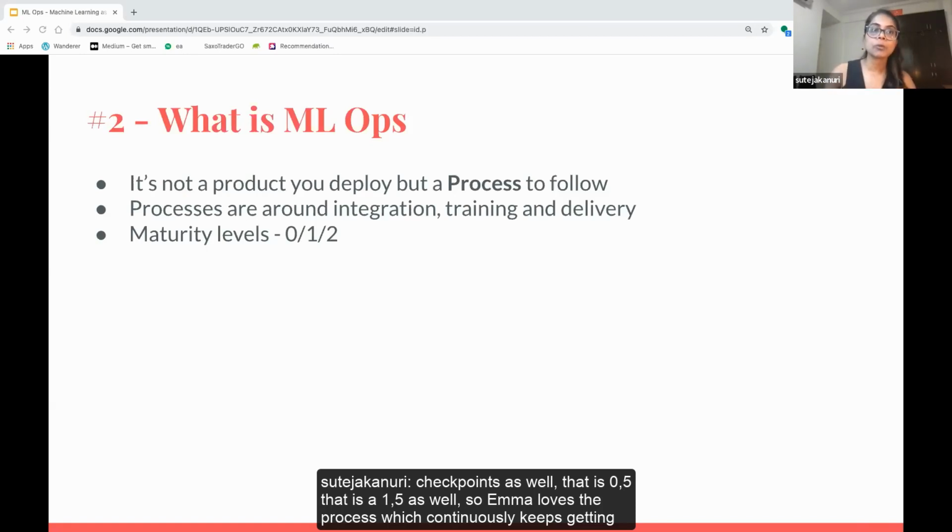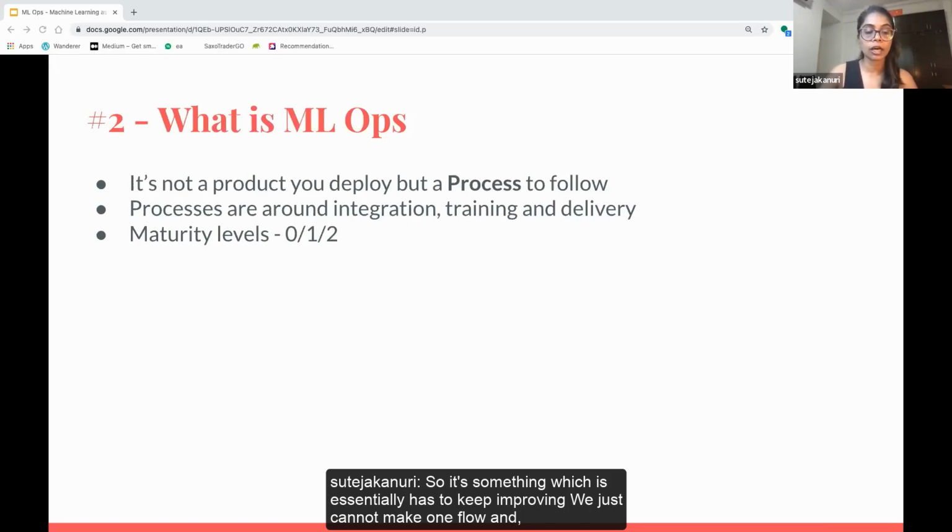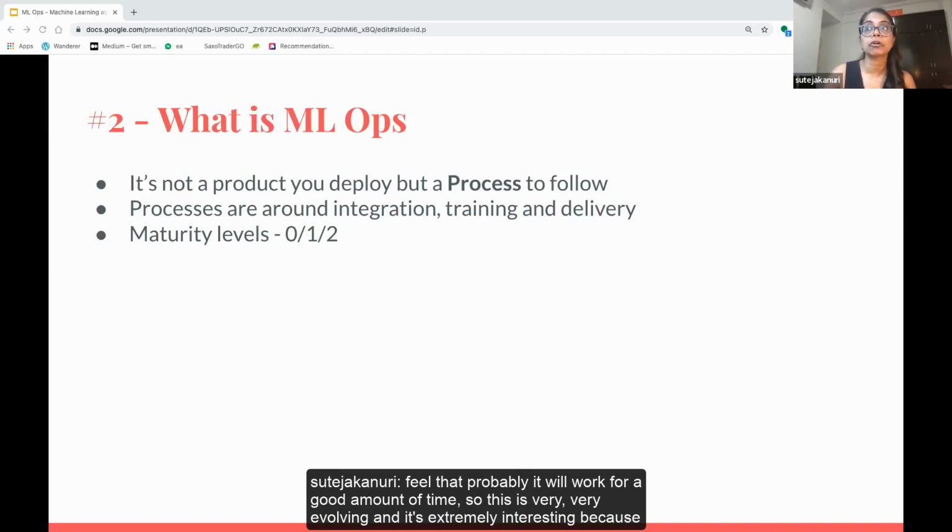So MLOps is a process which continuously keeps getting better and better, based on how much to automate, what to automate, and the problems that we're trying to solve. It has to keep improving. We just cannot make one flow and feel that it'll work for a good amount of time. So this is very evolving, and it's extremely interesting because Google has laid down the entire foundation and one can start thinking on top of it.